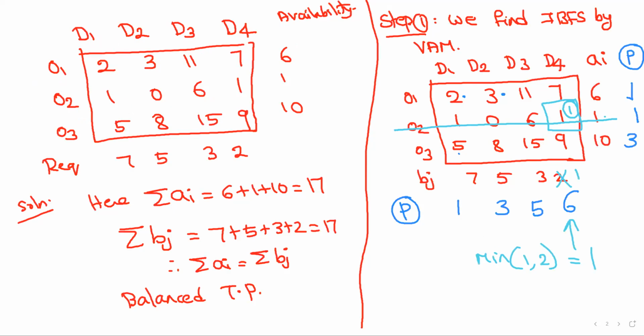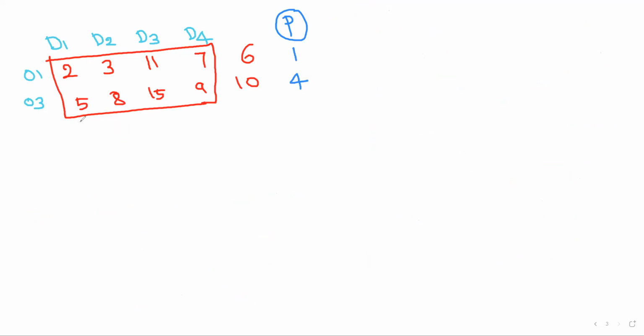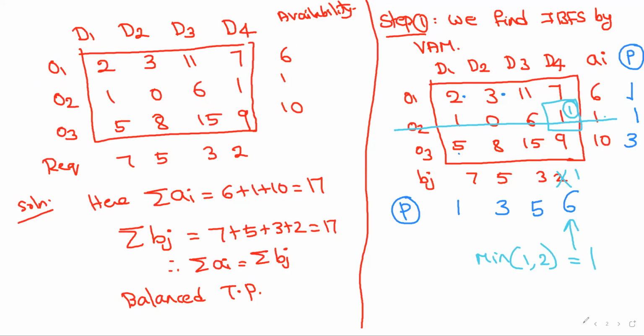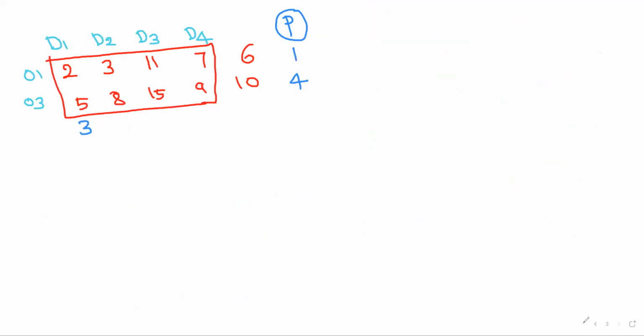7, 5, 3, 1. These values. Now I have to write the penalties.